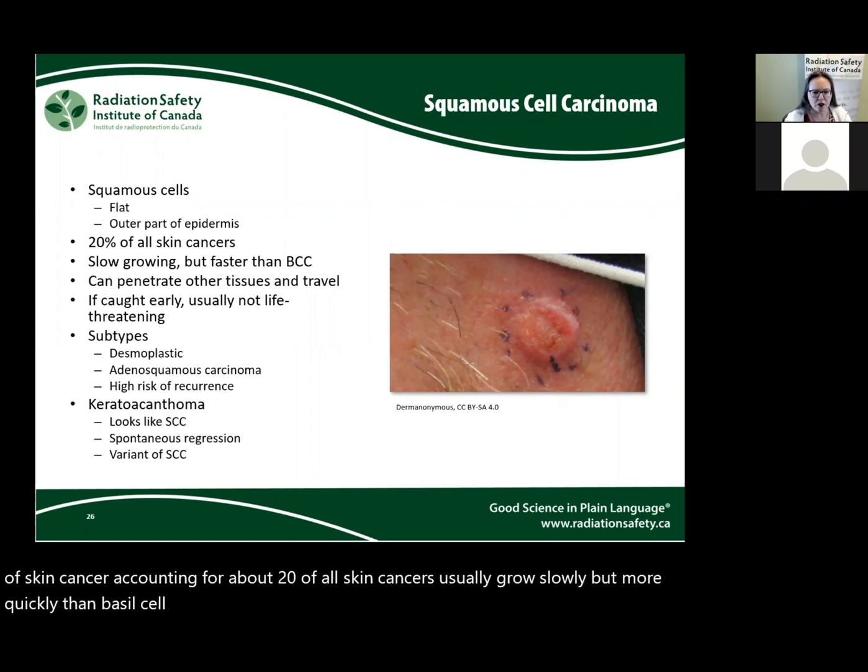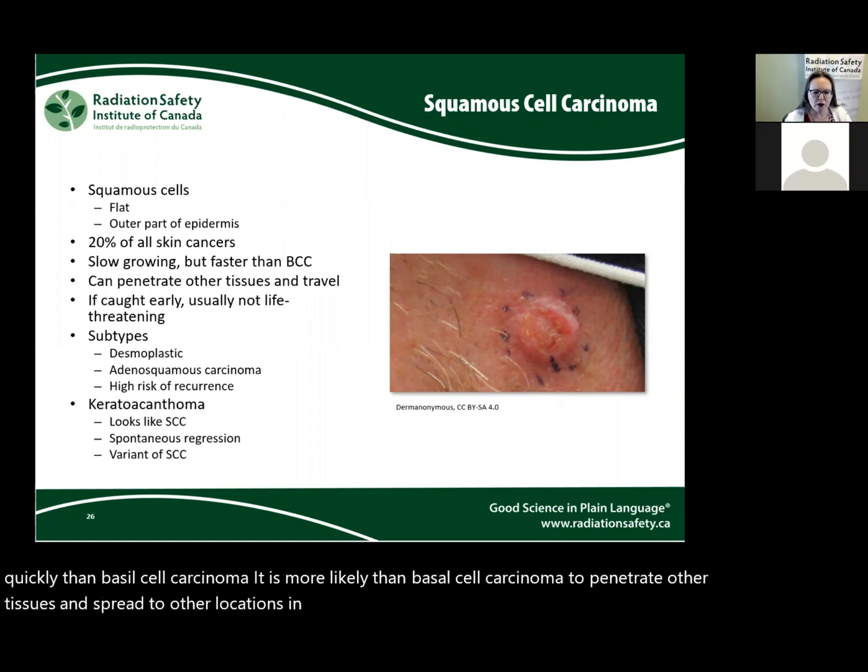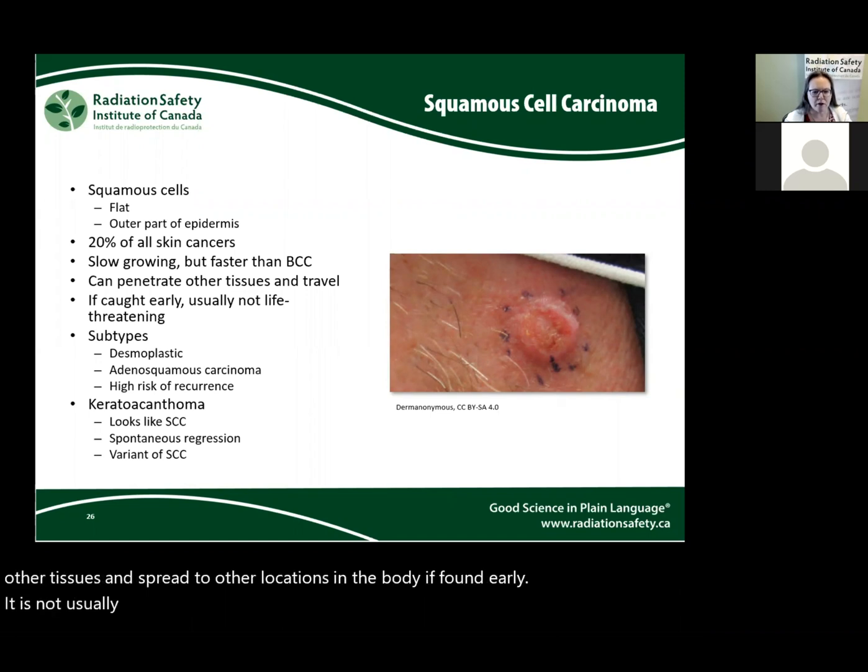It is more likely than basal cell carcinoma to penetrate other tissues and spread to other locations in the body. If found early, it is not usually life-threatening. Two subtypes which have a high risk of recurrence are desmoplastic squamous cell carcinoma and adenosquamous carcinoma.